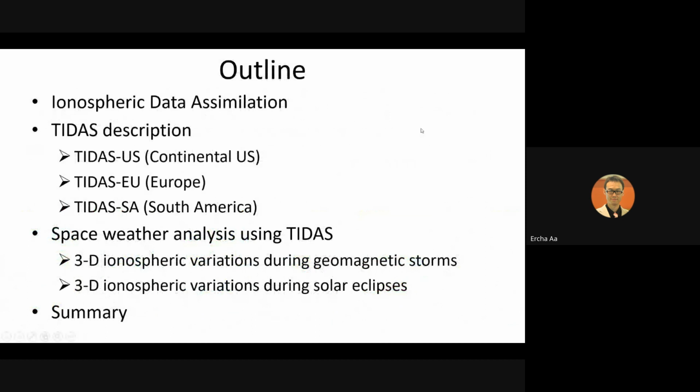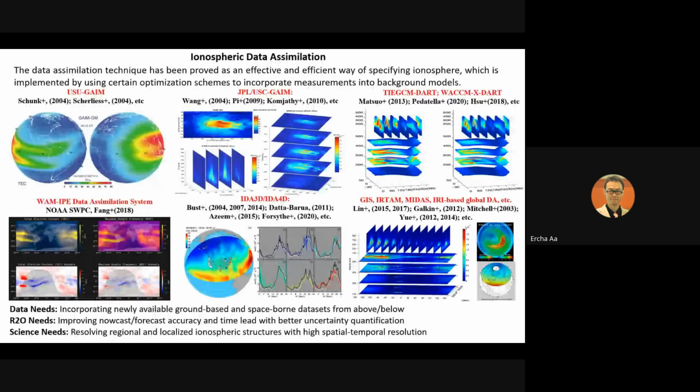Can you see my outline? That's the second slide. Yes. Good. So first, I'm going to give a brief introduction of ionospheric data assimilation, then provide a description of TIDAS, three different versions, followed by our space weather analysis by using TIDAS, and the last one is the summary. So first, I'm going to talk about data assimilation.